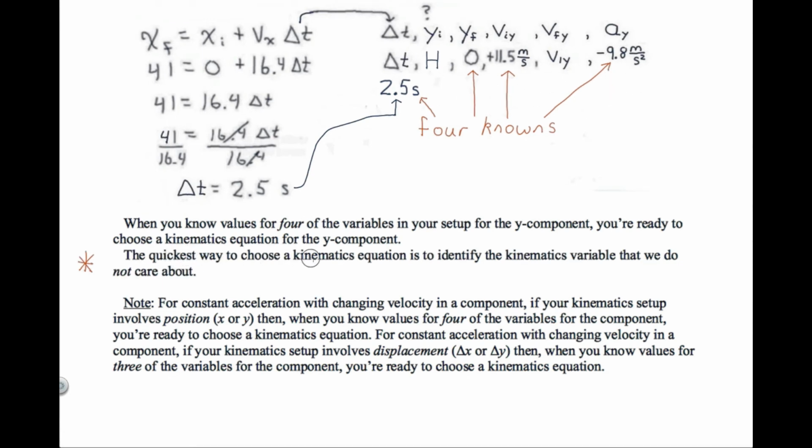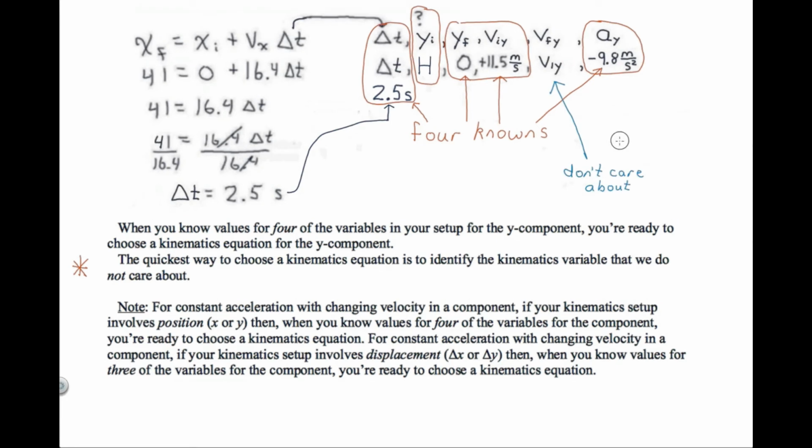The quickest way to choose a kinematics equation is to identify the kinematics variable that we do not care about. We care about these 4 variables because we know their values. And we care about y initial because that will tell us the answer to the question. So for this problem, the kinematics variable that we don't particularly care about is v final y. So let's choose the kinematics equation that's missing v final y.